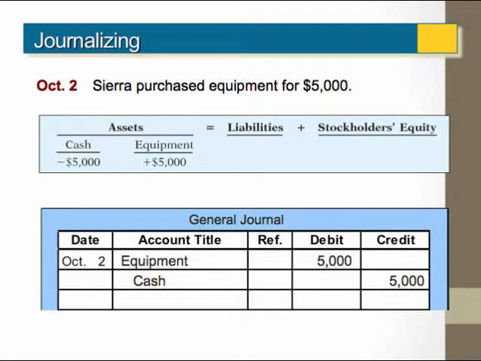The third transaction on October 2nd, where Sierra purchased equipment for $5,000, once again, they increase an asset called equipment by $5,000, but look what happened to the cash. The cash went down by $5,000, so we want to place the $5,000 to show cash decreased on the credit side of the journal.